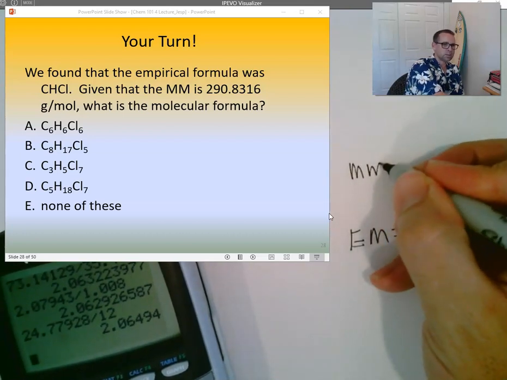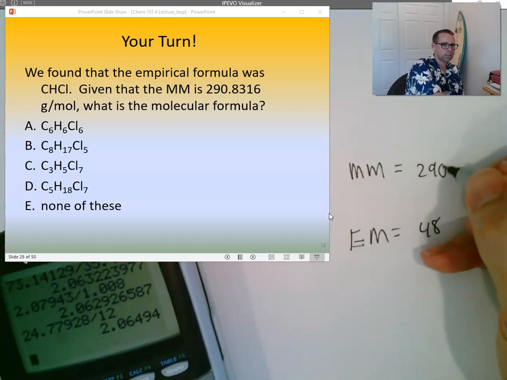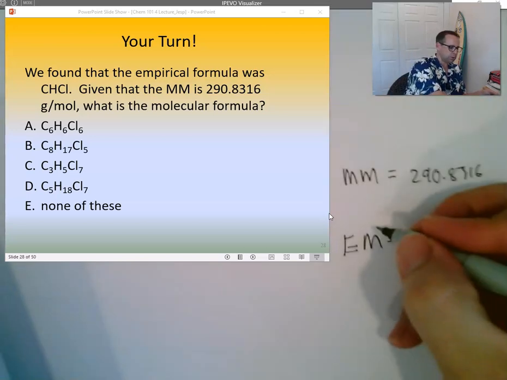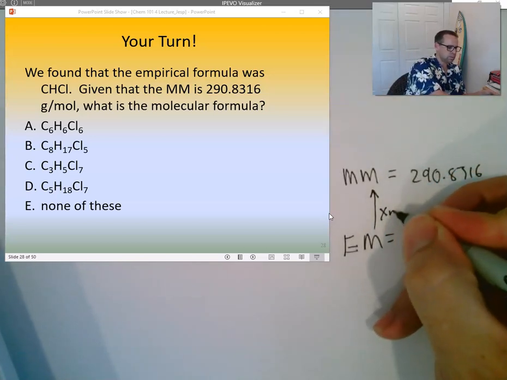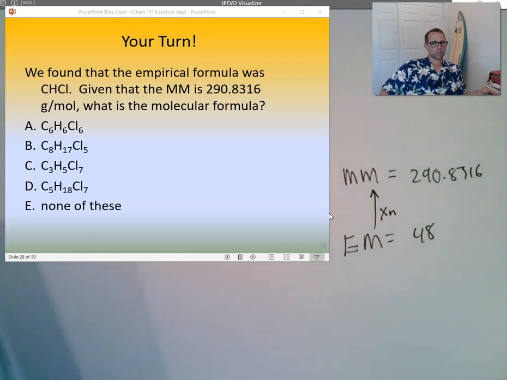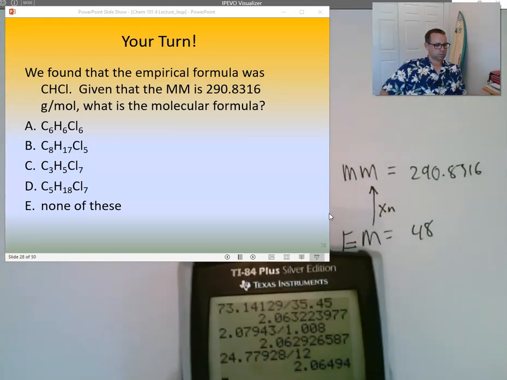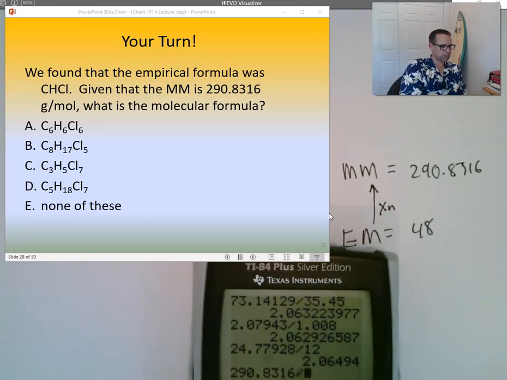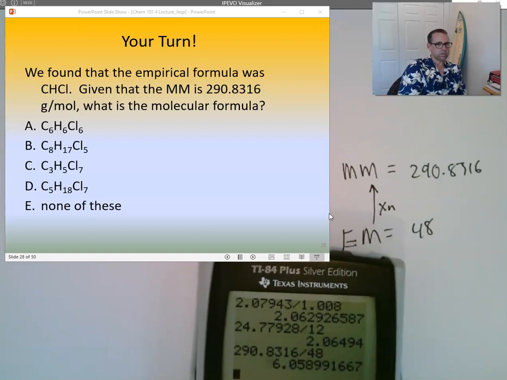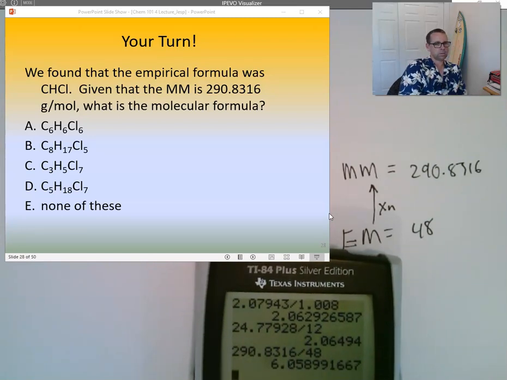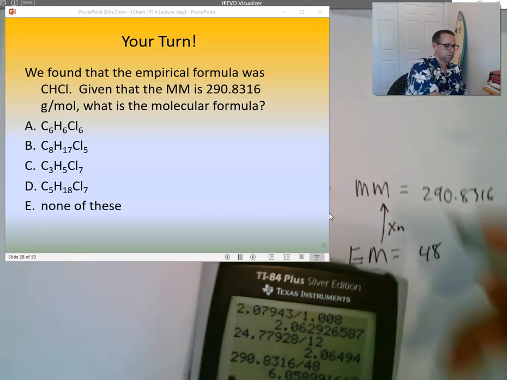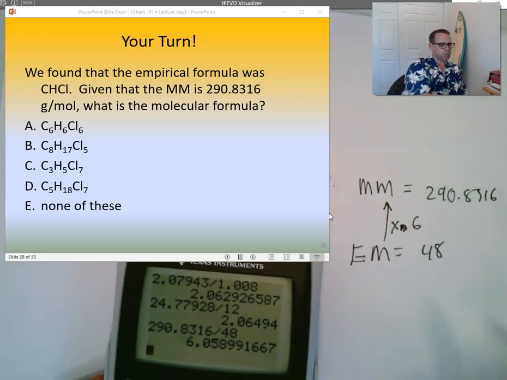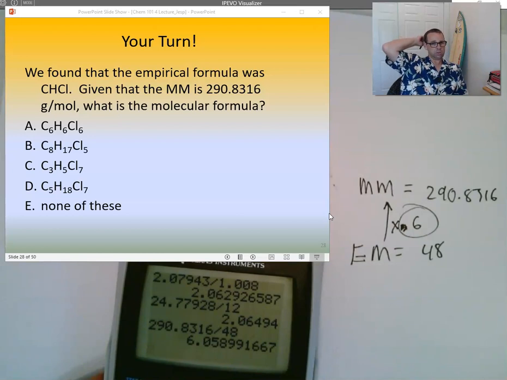And the molar mass equals, the molecular mass equals 290.8316. So how do we find what our multiplier is? Do we take the 290.8316 and divide it by 48? Yeah. And now what do we do with that 6? What is that? How does that get us closer to the molecular formula?